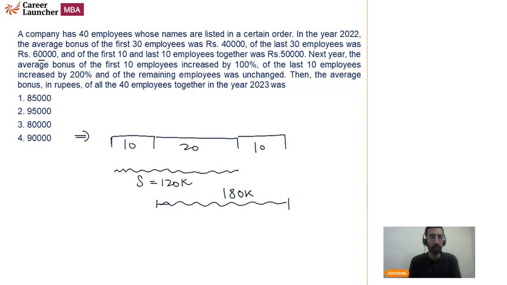Does that help me find the values in the middle? Yes, because I also know the first 10 and last 10 together have an average of 50,000. 50,000 into 20 is 1,000,000. Okay, I think we missed a zero. 40K into 30 is 1,200,000. This is 1,800,000. This is 1,000,000. So that gives us the value in the middle.